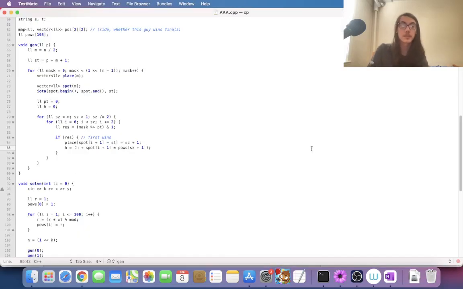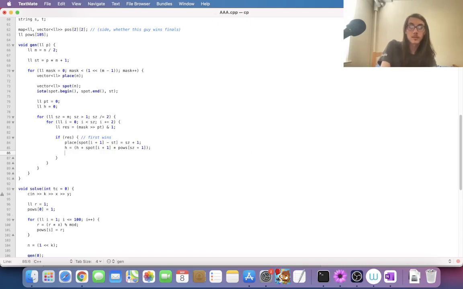I don't know why I'm switching tabs so much. And then, so spot I is equal to spot I plus 1.